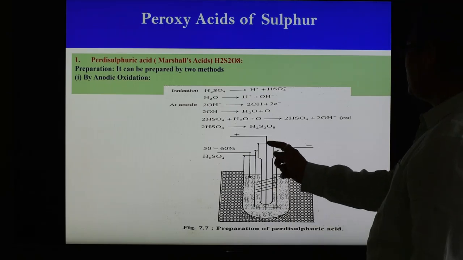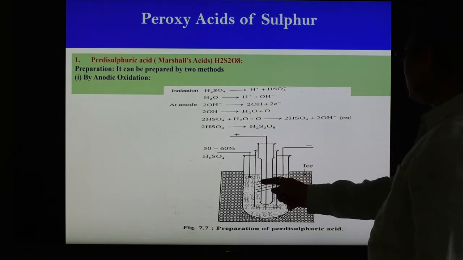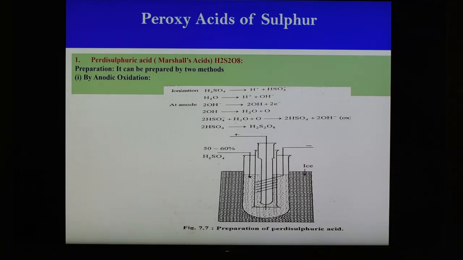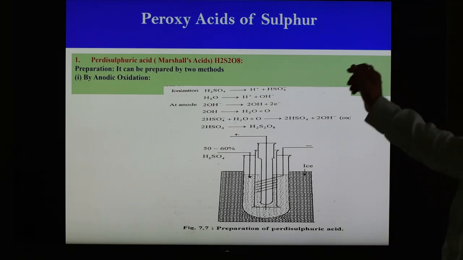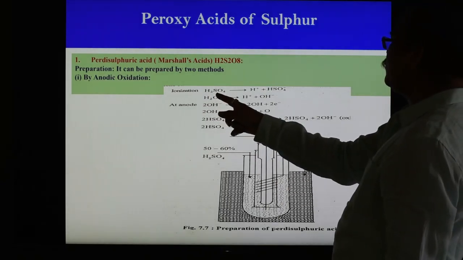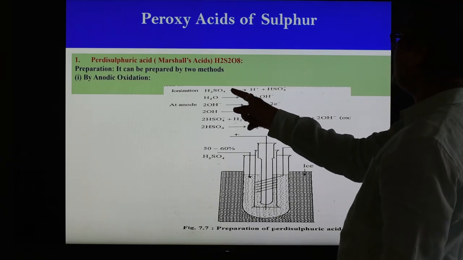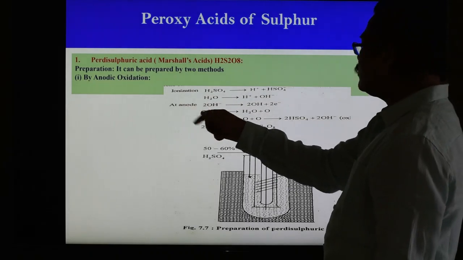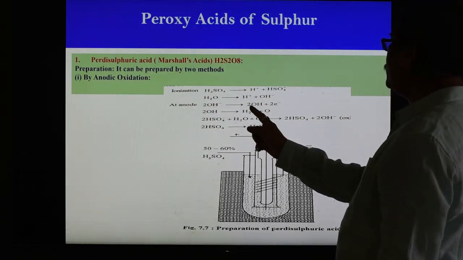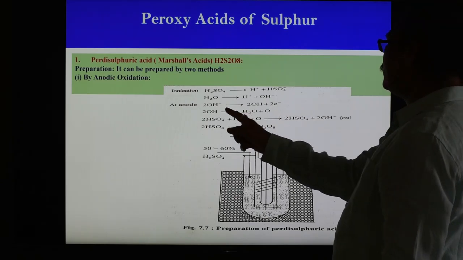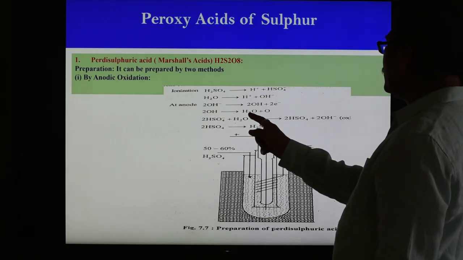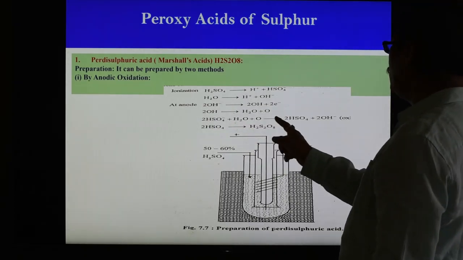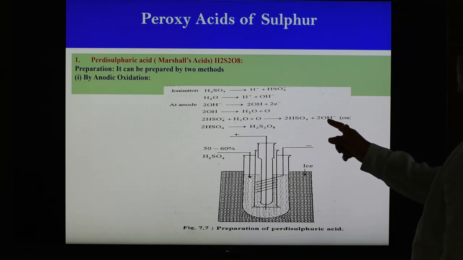Then this spiral copper wire acts as the anode, and this other tube is the cathode. After making this arrangement the reactions take place. Ionization takes place: sulfuric acid, 50 to 60%, ionizes forming H+ and HSO4-. Water ionizes into H+ and OH-. At the anode, two OH- lose 2 electrons, and the 2 OH form H2O and O, and this reacts with HSO4-. Here 2 HSO4- with H2O and O form 2 HSO4 and 2 OH-.